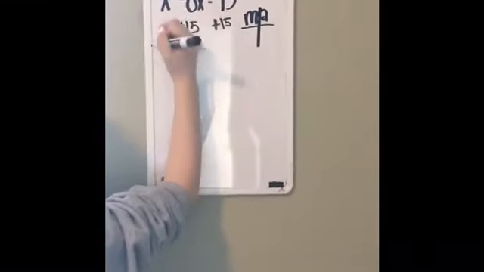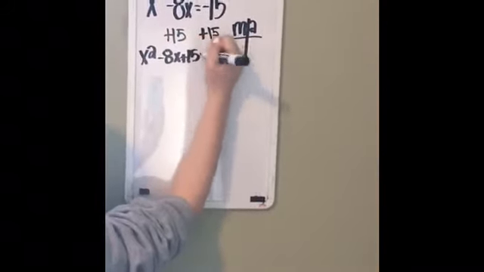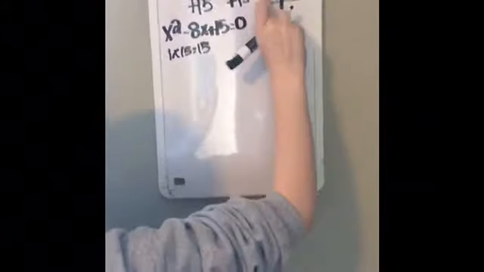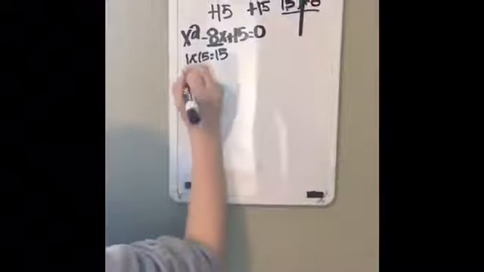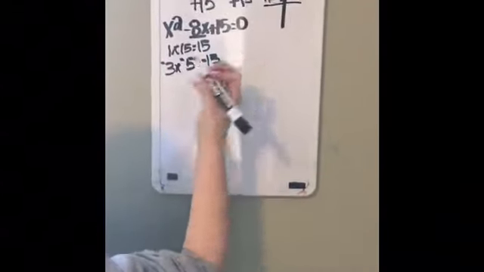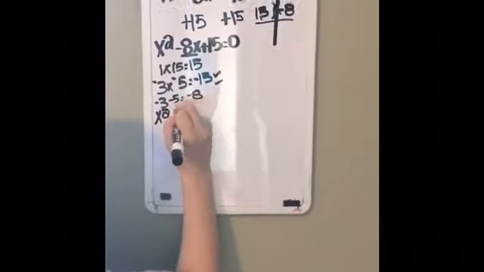For this problem, you have to make sure that all your terms on one side are equal to 0, so you add 15 to both sides, and then you have x squared minus 8x plus 15 equals 0. Then you have to find the two numbers that you will put in your MA chart, and then you have to find the two magic numbers you'll need to bust out your B. For this problem, it will be negative 3 and negative 5, since they multiply to give you 15 and add to give you negative 8 like you need.